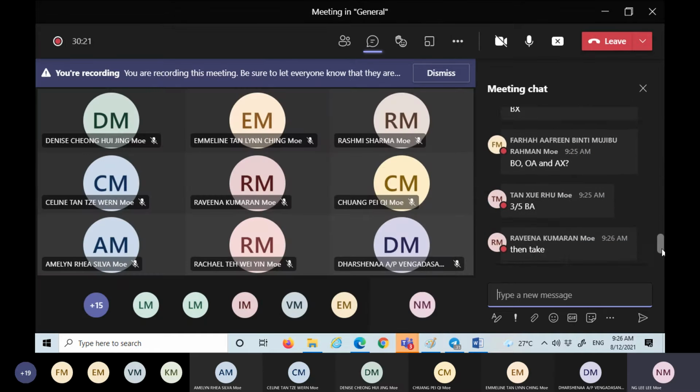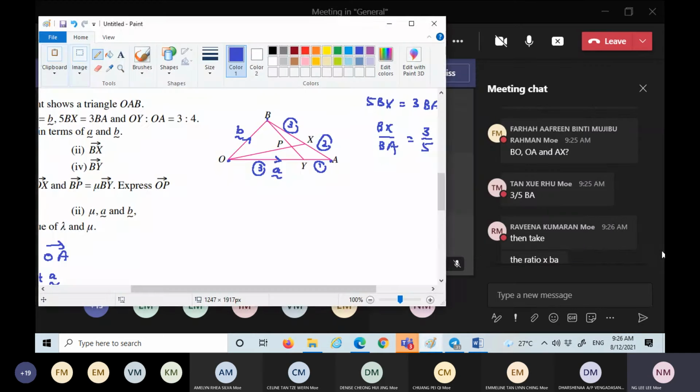Okay, Farha again, say what? He says BO, OA, AX. Okay, this is the same as Verily. Cheryl says, okay, first put 3/5 of BA. Then just now someone already gave the route for BA, which is BO, OA. But before that, you had to say that BX is 3/5 of BA.